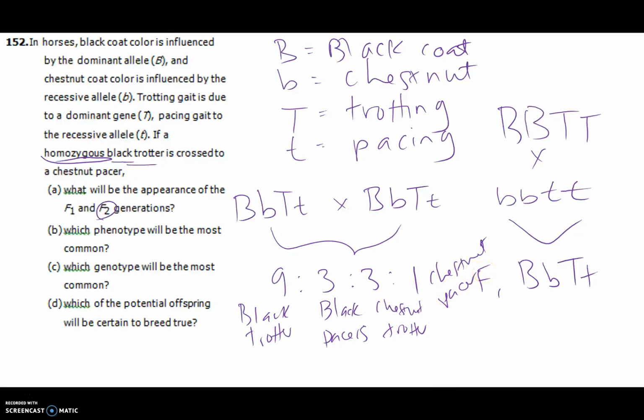So for part B, which phenotype is the most common? Well, the phenotype that is dominant for both traits. Which genotype is most common? I don't know that off the top of my head. You'll have to do a Punnett square to check that.